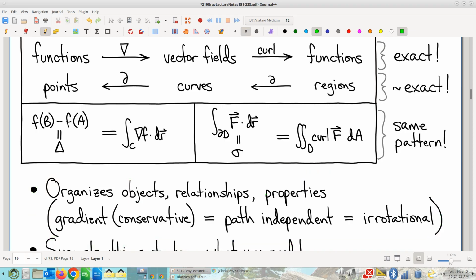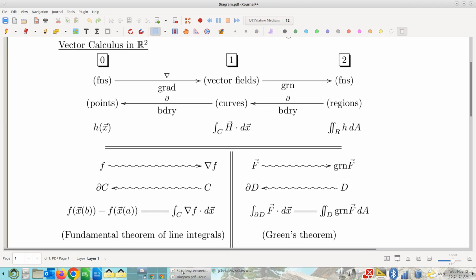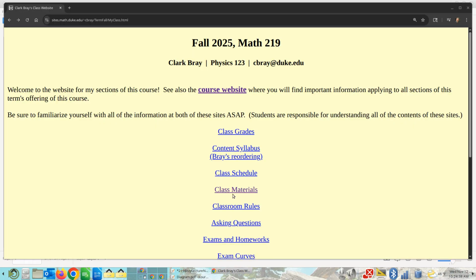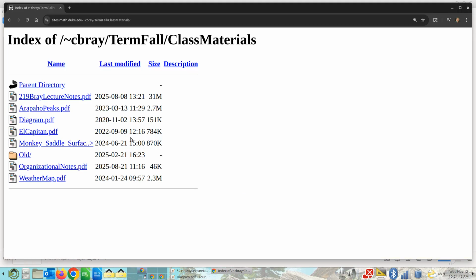I'm going to switch over to a cleaner, sort of fuller copy of the diagram that I like to use. By the way, this document here is available to y'all. If you're interested, you go to the class website, you click on class materials right here, and there it is, diagram.pdf, in case you want a copy for yourself.